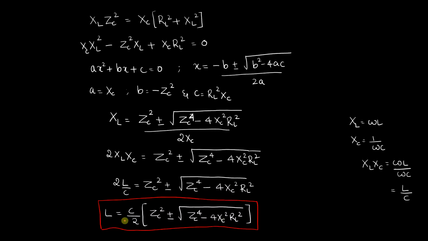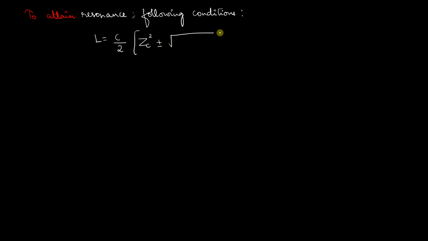Now to attain resonance, we have to consider different cases, okay, because we cannot consider this entire equation and say that resonance can be obtained. So let us see what are those conditions. So to attain resonance, we need to satisfy certain conditions. Equation, let me write it once again here. So you have L equal to C by 2 ZC square plus or minus square root of ZC to the power 4 minus 4 XC square RL square.